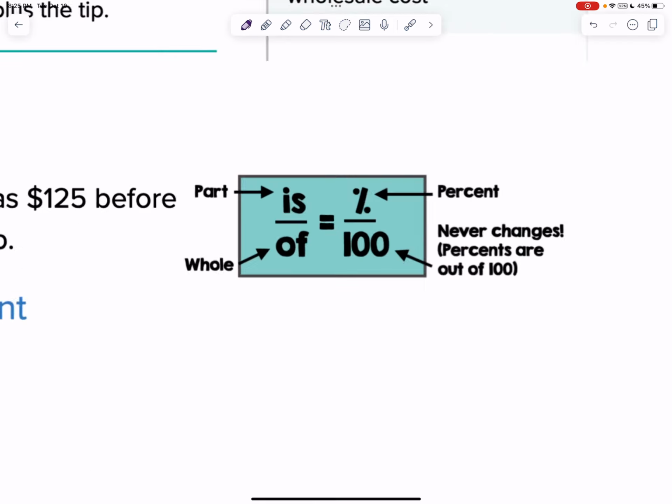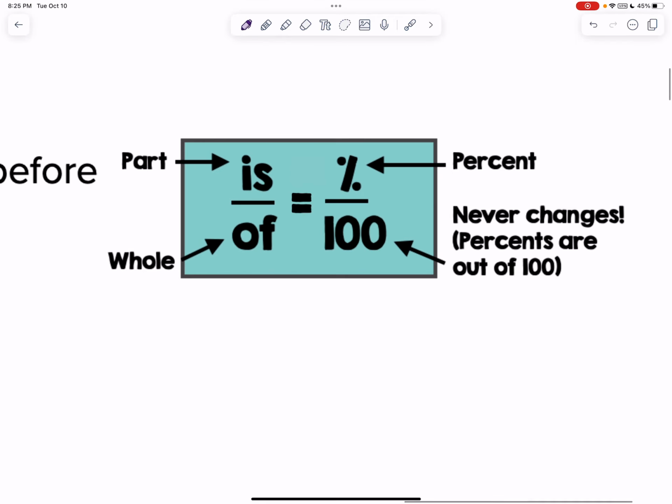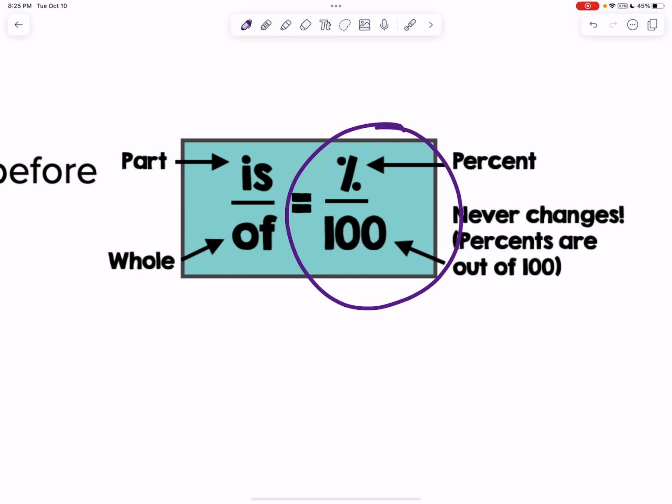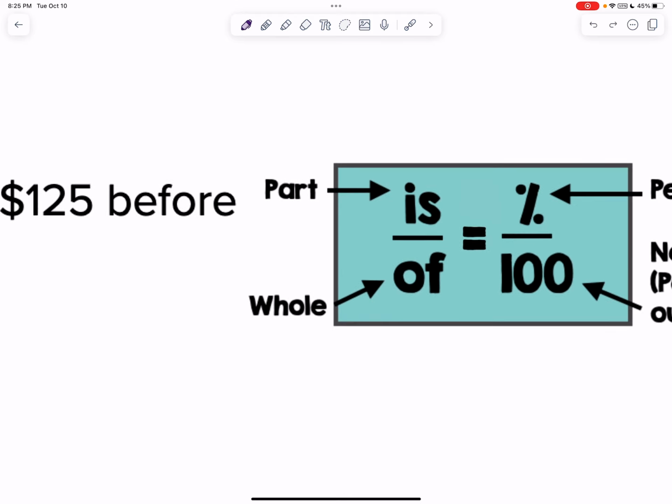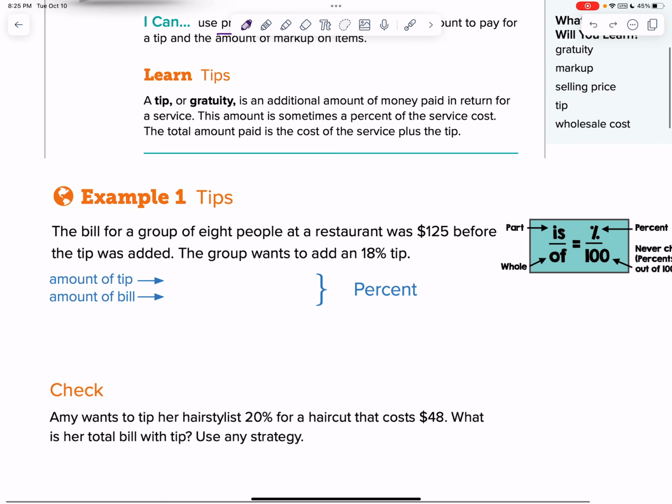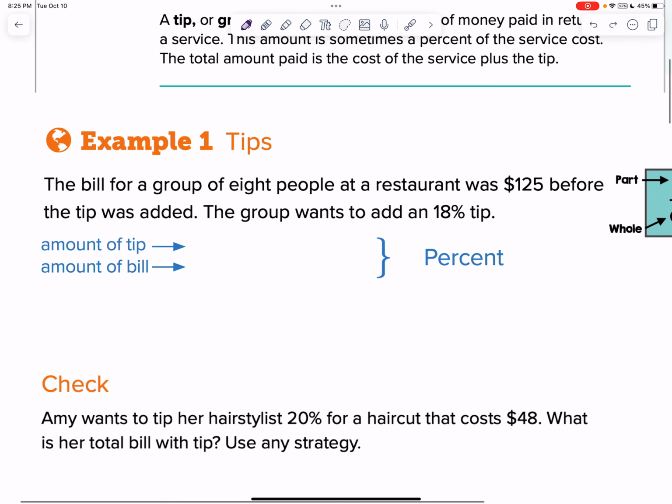All right. Same image as before. Part over whole equals percent out of 100. Remember that the percent out of 100 is always on the right-hand side, and it's always out of 100. Never changes. Now today is going to be a little bit trickier as far as identifying the part, but just walk me through, and hopefully you'll see the context of the situation and how that's a little bit different.